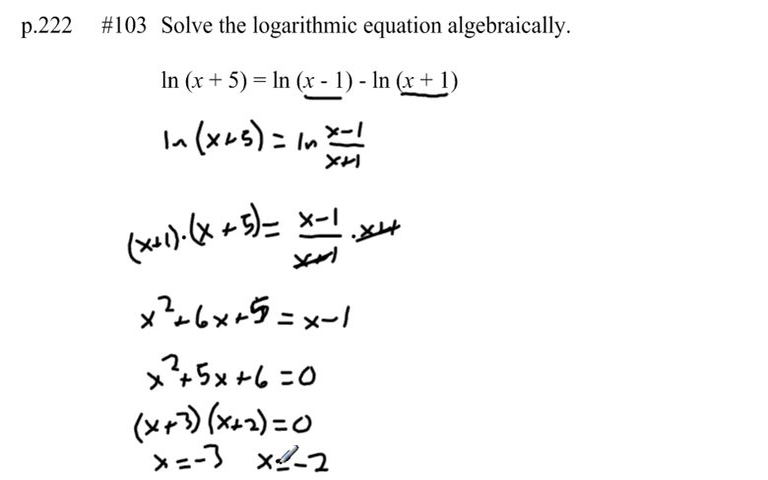Now we have to be especially cautious with these negative solutions. Let's try plugging these in here. If I plug a number like negative 3 in, that'll give me the natural log of negative 3 plus 5, which is 2. That's okay. But negative 3 minus 1 is negative 4. I can't take the logarithm of a negative quantity. So whether I plug negative 3 or negative 2 in here, I'll have a negative quantity. That means that although these numbers worked algebraically, when I plug them back in, they don't work in this equation.